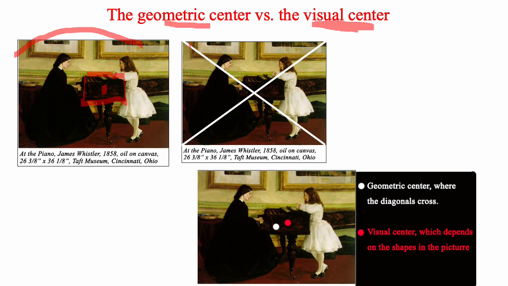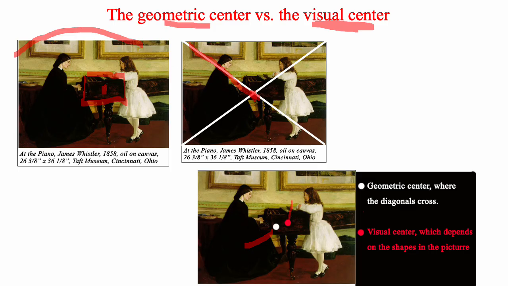But the geometric center, when we look at the intersection of diagonals, is down here. So I have here this white dot is the geometric center, the red dot is the visual center.